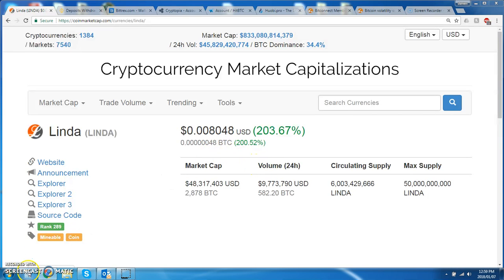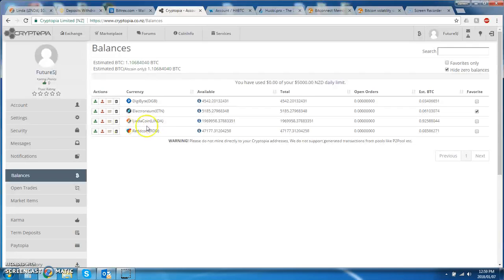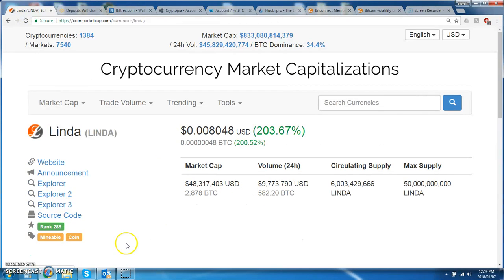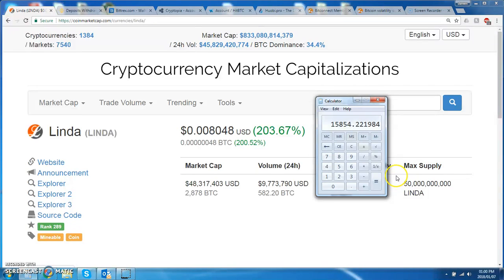So yeah, you can see I originally invested about $900 worth, and I currently hold 1,969,958 Linda coins. So we can work out how much that's worth. 1,969,958 multiplied by 0.008048 equals, oh wow, okay. When I checked half an hour ago, it was worth 13,000 something dollars. Now it's worth $15,800. That's crazy.